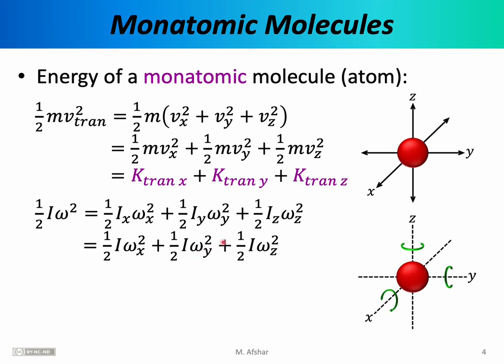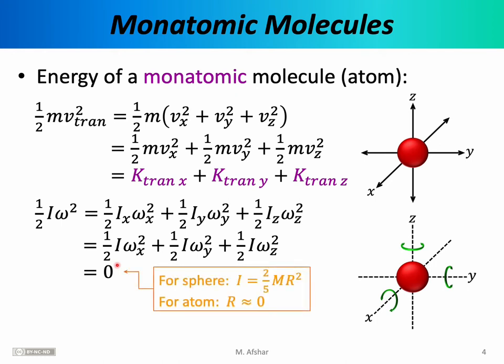Now, it turns out the energy associated with these three types of motion is basically equal to zero simply because the moment of inertia for an atom is negligible. A little more precisely, we could say that the atom is being modeled as a sphere, and the moment of inertia of a sphere can be calculated to be 2/5 mr squared, and the radius, the size of an atom, is quite small. When you take that very, very small number and you square it, you get an even smaller number, so the moment of inertia is very nearly zero, which means that all three terms here in this expression are going to be equal to zero.